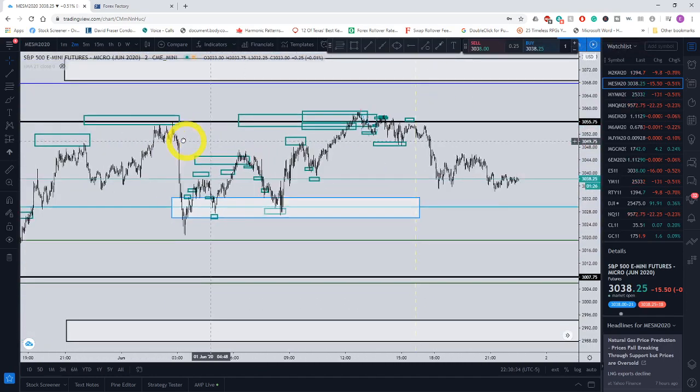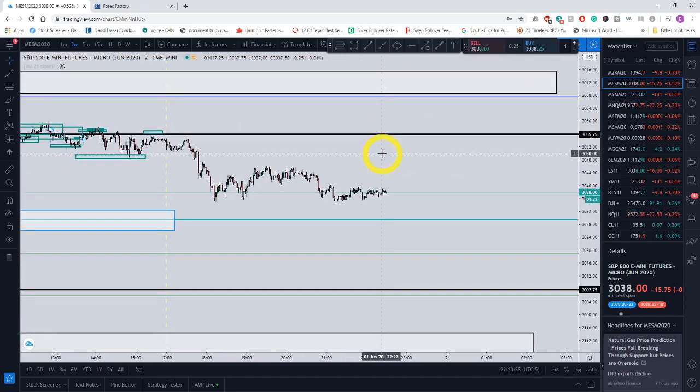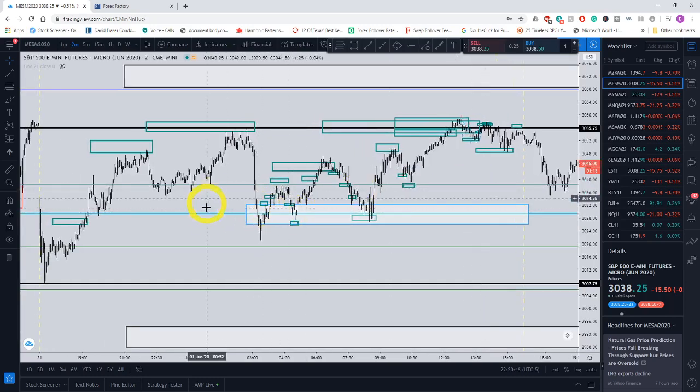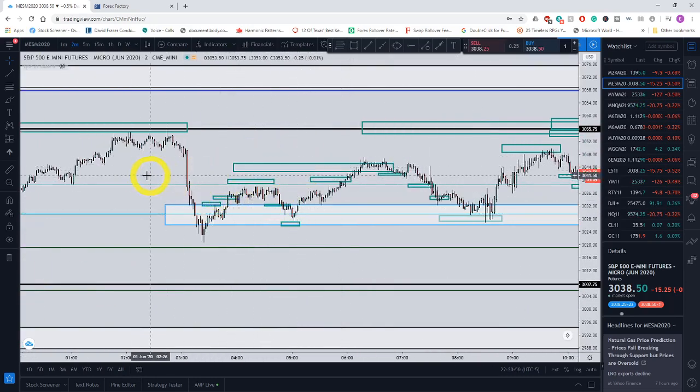So then going into Tuesday, June 6th, I'll move these lines to wherever the overnight high and overnight low are, and then draw all those Fibonacci extensions there as well, looking for it. I'll talk about these green boxes in a second.